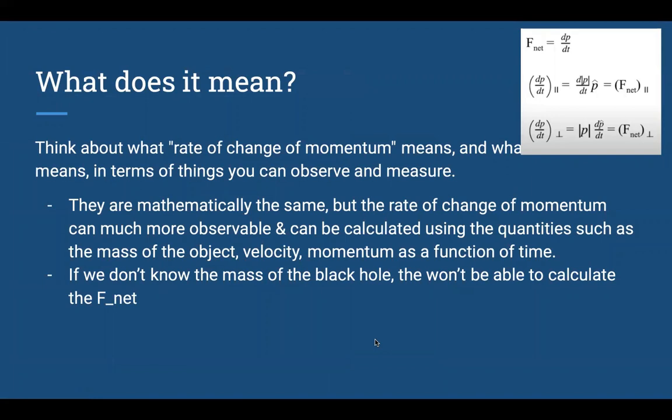I'll think about what the rate of change of momentum means and what the F net means in terms. Basically, mathematically they are the same, but the rate of change of momentum can be more observable and can be calculated by quantities such as the mass of the object, velocity, and momentum as a function of time. If we don't know the mass of the black hole, we can't really calculate F net.